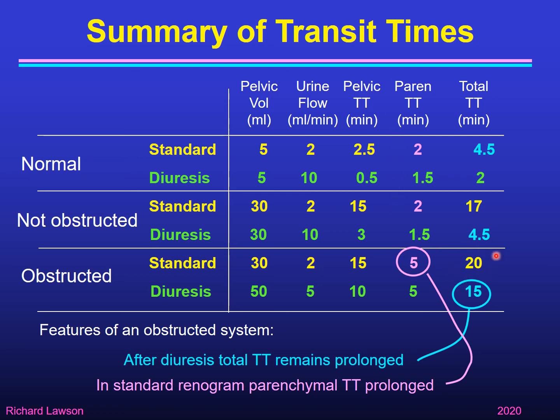If you look at the total transit time, comparing the 20 with the 17, you can never distinguish that from the shape of the curve. They're far too similar. So this is the basis of using parenchymal transit time, which can be determined by deconvolution, in order to diagnose an obstructed system. But you have to use the parenchymal transit time. You can't do it from the whole kidney transit time.